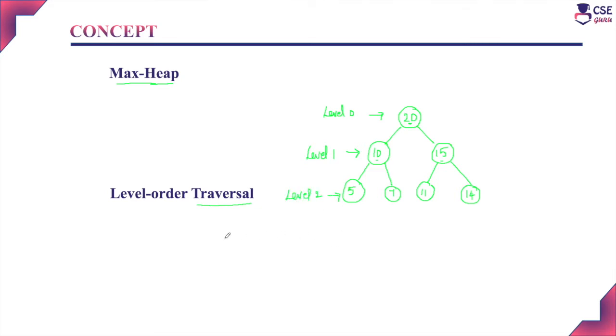So if you consider the level order traversal for this heap data structure, first the level 0 node will be printed, that is 20. Next, the level 1 nodes will be printed from left to right, that is first 10, then 15. Similarly, level 2 nodes will be printed from left to right: 5, 7, 11 and 14. So this is the level order traversal for this heap data structure.